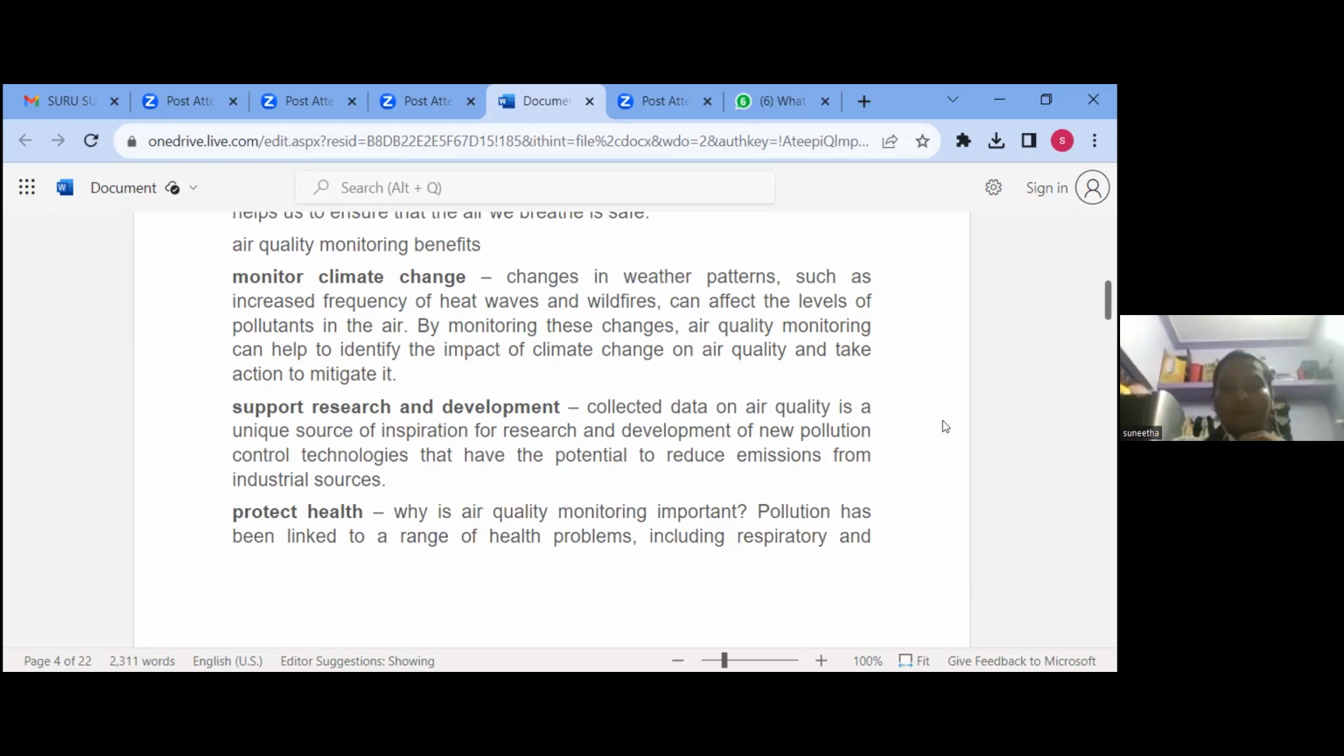Support research and development. Collected data on air quality is a unique source of inspiration for research and development of new pollution control technologies that have the potential to reduce emissions from industrial sources.